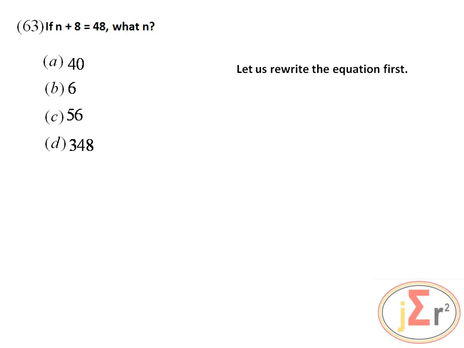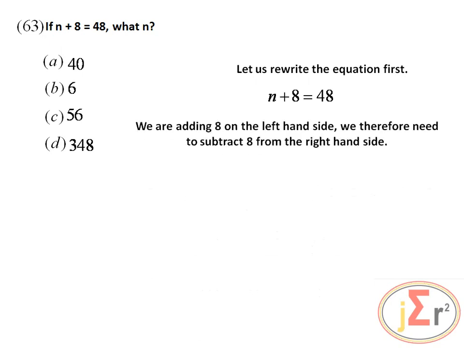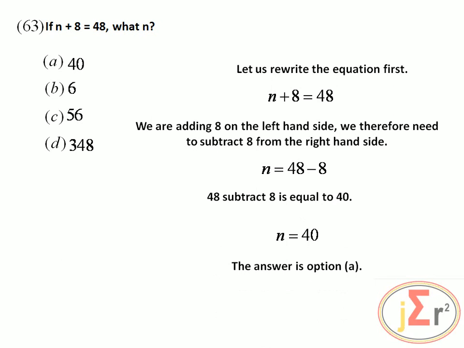We are going to write the equation first. So n plus 8 is equal to 48. We are adding 8 on the left-hand side, as Jerry Lewis said. We therefore need to subtract 8 from the right-hand side. And the reason that he gave is that subtraction is the opposite of addition. So that is what we do. So n is equal to 48 minus 8. And what is that equal to? 40. That's very good, Jerry. The answer is option A.